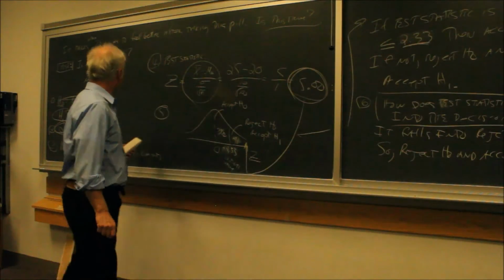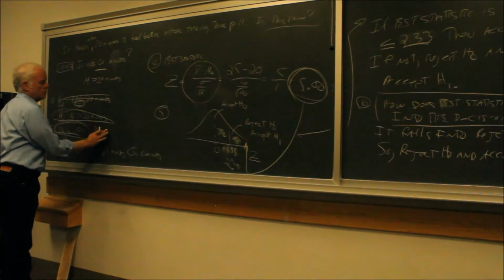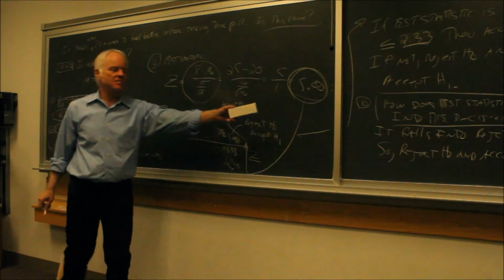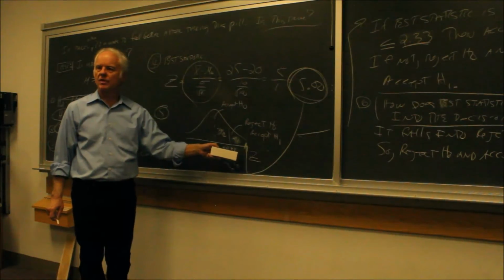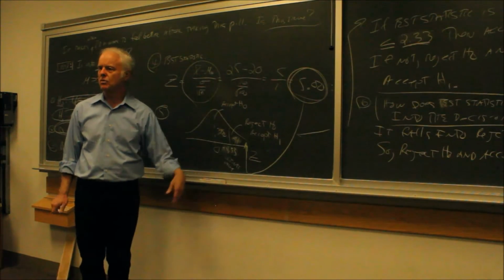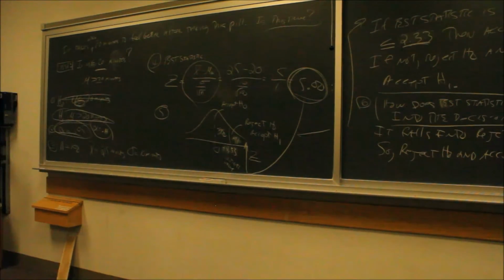So even if alpha had been equal to 0.01, let's say we changed it, 5 is still to the right of 2.33, falls in the rejection region, and we're still going to make the same decision. We reject H0 and accept H1. Okay? Anybody have any questions before we do another one?